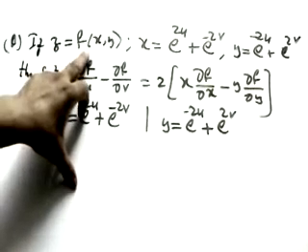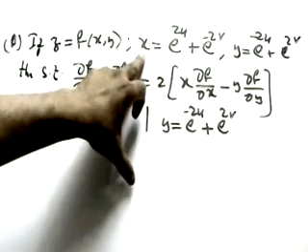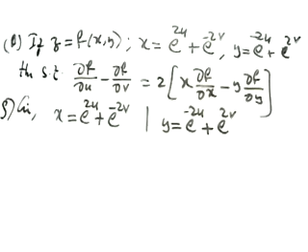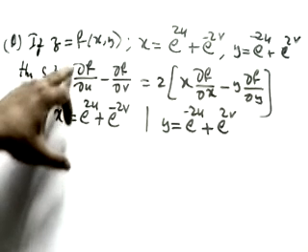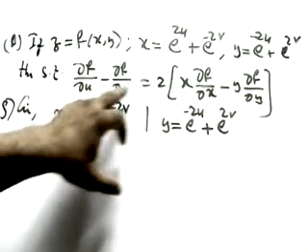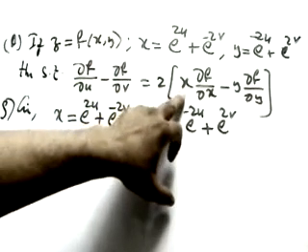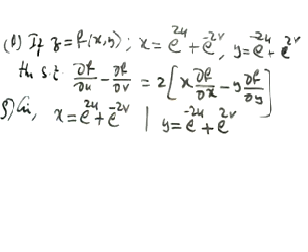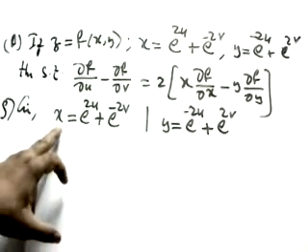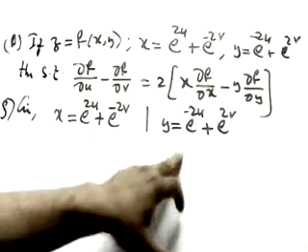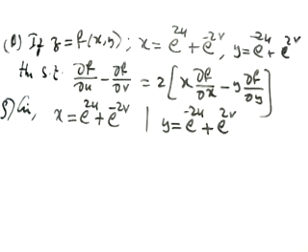Now see the next question. z equals f of x comma y, where x equals e power 2u plus e power minus 2v, y equals e power minus 2u plus e power 2v. We have to show that ∂f/∂u minus ∂f/∂v equals 2 into (x ∂f/∂x minus y ∂f/∂y). I wrote this one. What is given? The x value and y value.